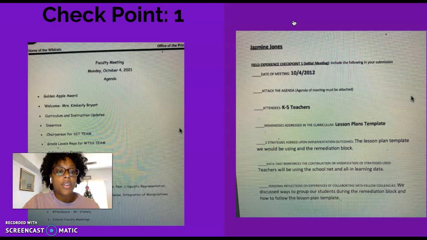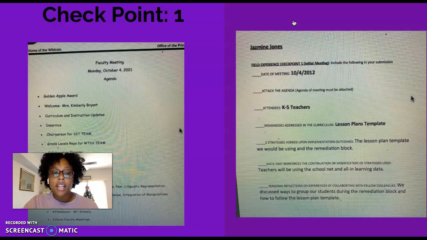We did discuss other things such as the curriculum and instruction updates, who was going to be the SIT team chair, as well as the MTSS team, what planning amongst grade levels should look like. Also, a big thing in our district is using Canvas. So the lesson plan template kind of went along with what it should look like in Canvas.